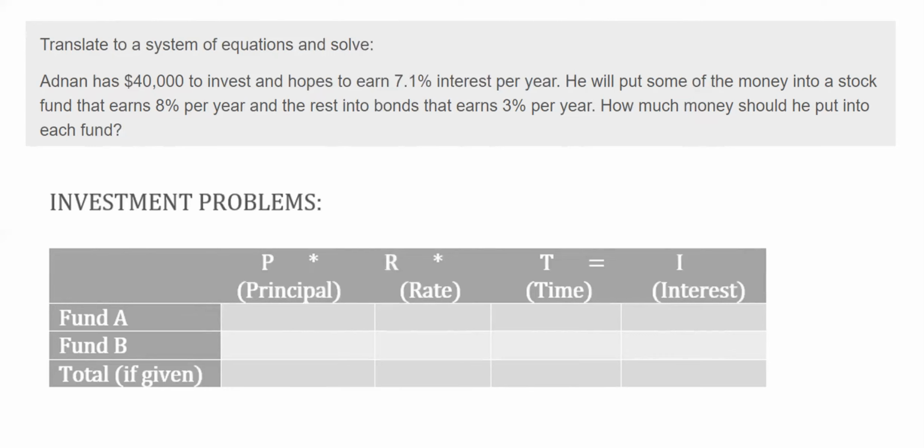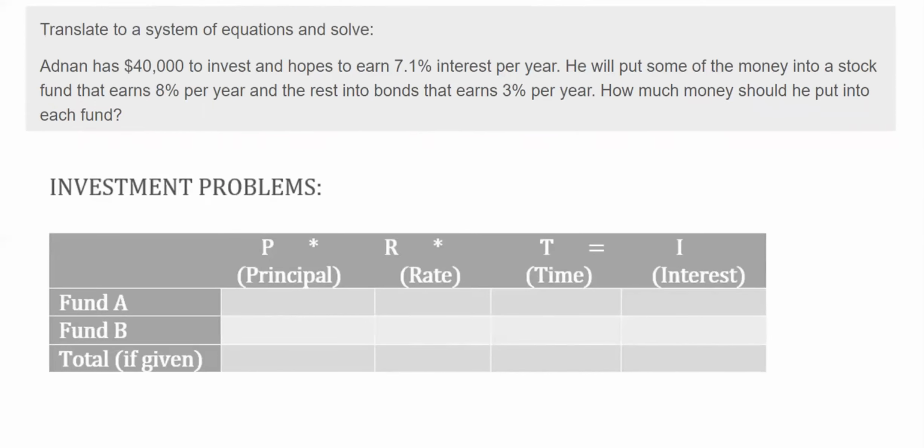But he's going to break that into two funds, and he's going to put one part in an 8% investment and the other part in a 3% investment. So we're trying to see how much should he invest in each of these so that at the end he earns 7.1% interest. Okay, so we will take care of that in the table. So Fund A, what was this fund? It was a stock, right? That was a stock fund. And Fund B was in bonds. That's what we have. And the total, right, that is the overall interest he expects from his total of $40,000.